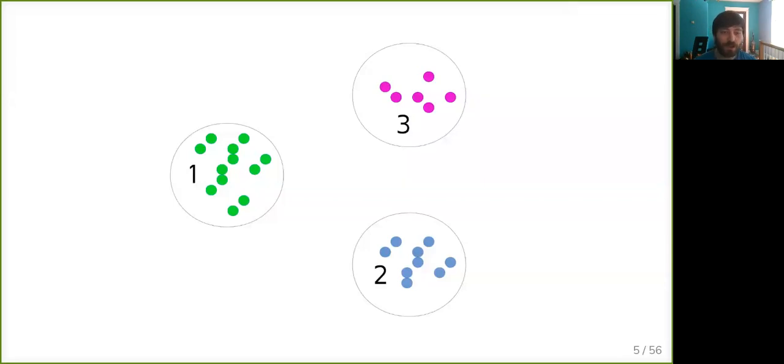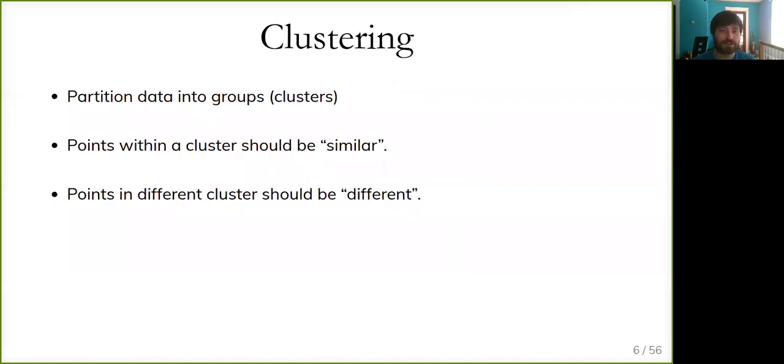Okay, and so how are we going to go about doing this clustering? As I said, the main idea is to partition data into groups. And there's 2 notions of cluster. One is basically points within a cluster should be similar, and points in different clusters should be different. And obviously similar and different are very vague notions. Depending on how you define similar or different, you will get different clustering algorithms. There's probably hundreds of different clustering algorithms, and we'll only go through 3 very well-established ones today.